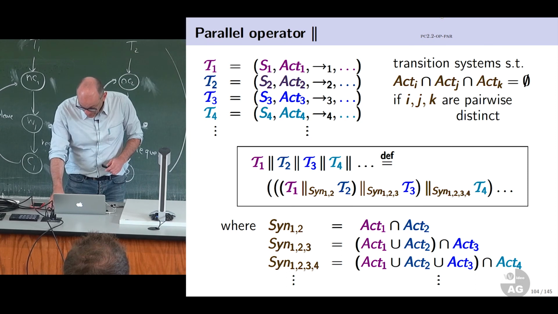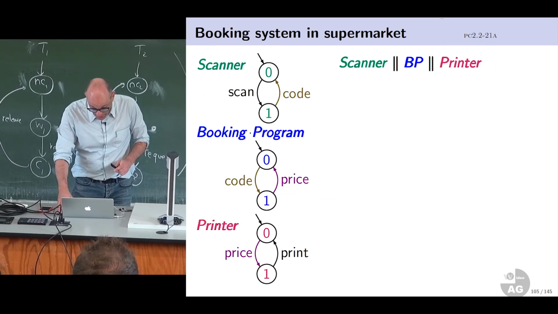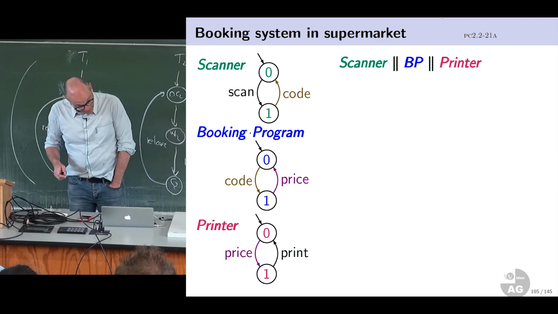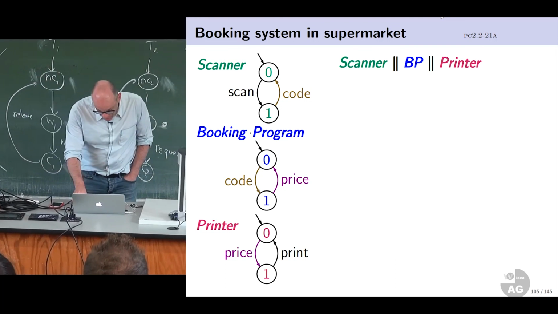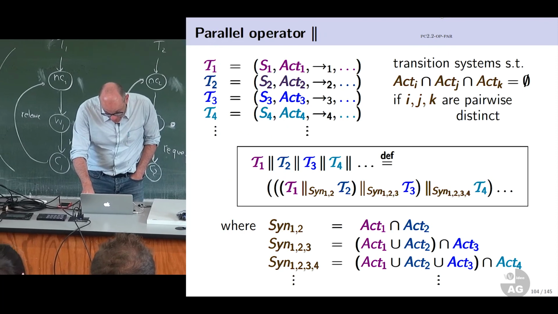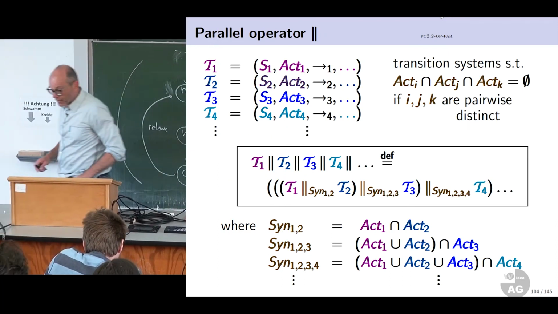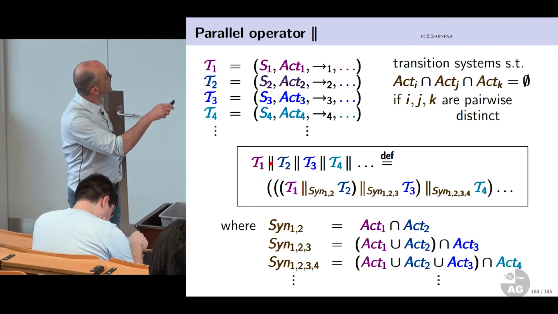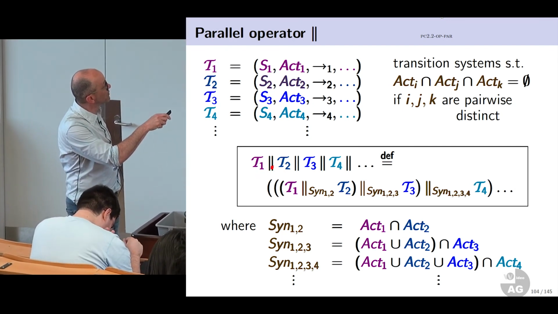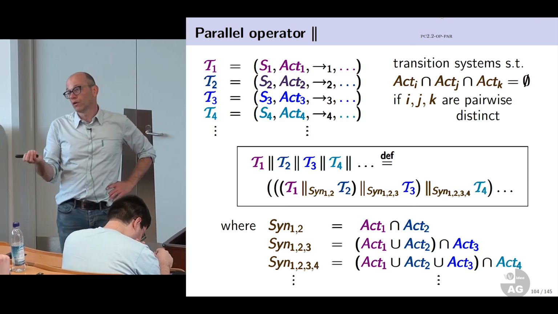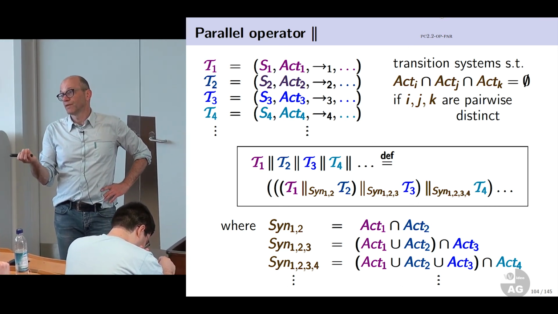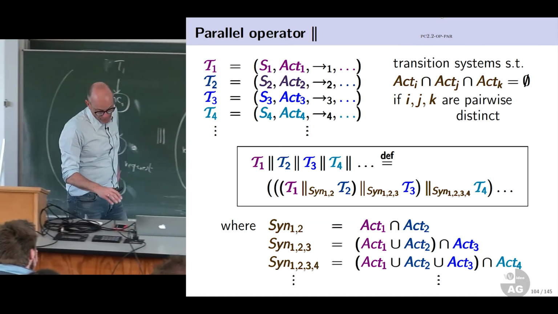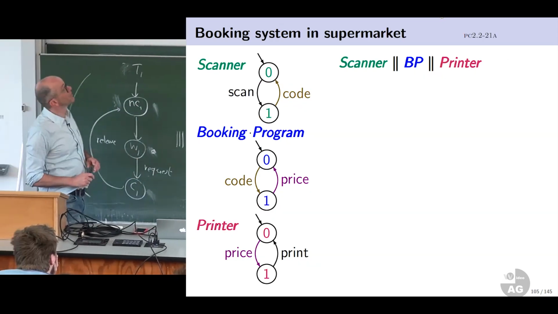Good. Anything else? So here I have a small example with 3. There is a special case that sometimes is convenient. You just have a double bar. What does the double bar mean? You synchronize on all joint actions. So you just assume all joint actions are synchronized. And that's used in this example.